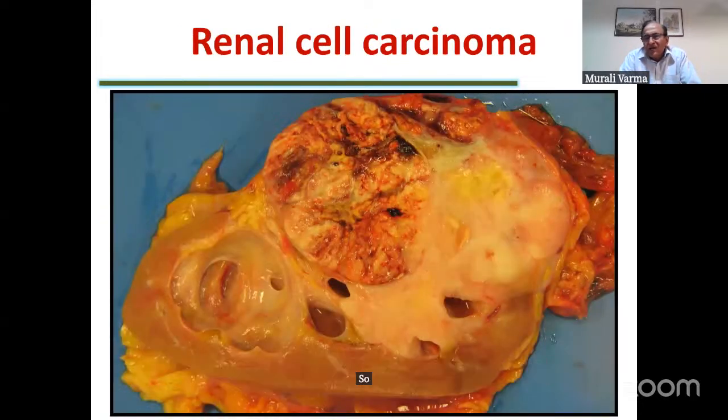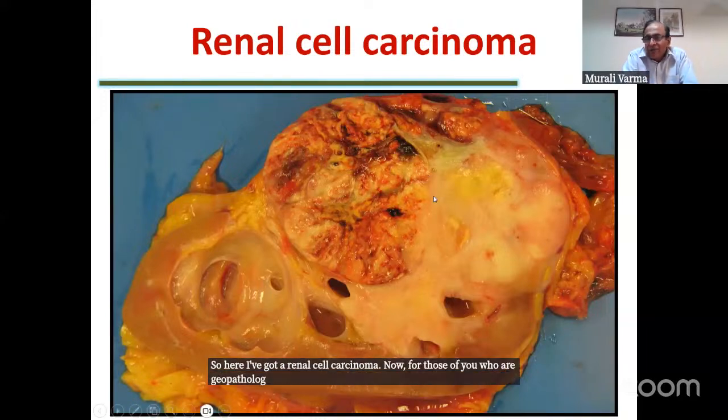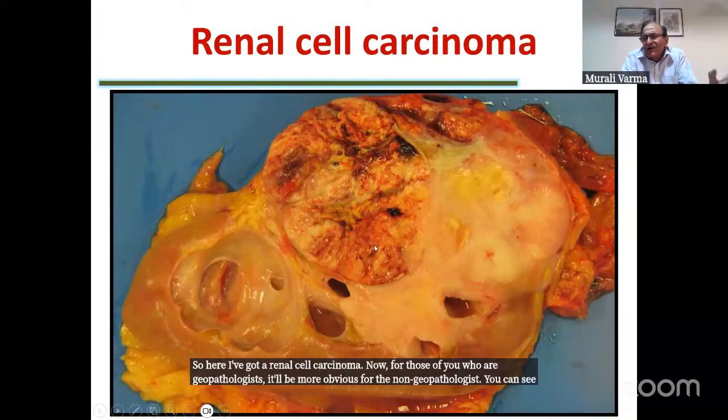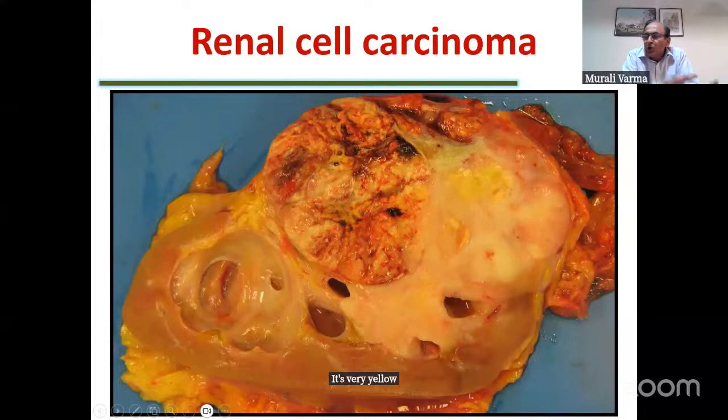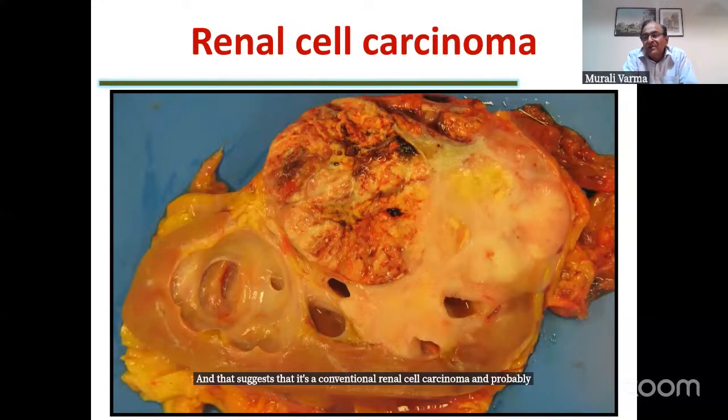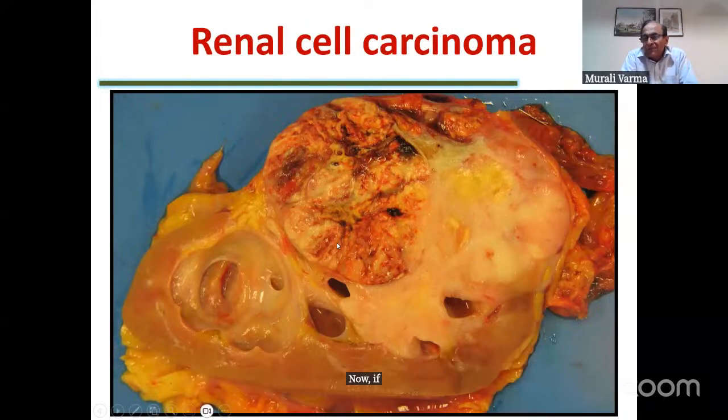So here I've got a renal cell carcinoma. Now, I know for those of you who are GU pathologists, it'll be more obvious. For the non-GU pathologists, you can see this area here in the middle with a very variegated appearance. It's very yellow. That's because there's a lot of fat. And that suggests that it's a conventional renal cell carcinoma and probably a relatively lower grade conventional renal cell carcinoma. Now, if I take 50 blocks from that variegated area, I could end up reporting it as a low-risk renal cell carcinoma.